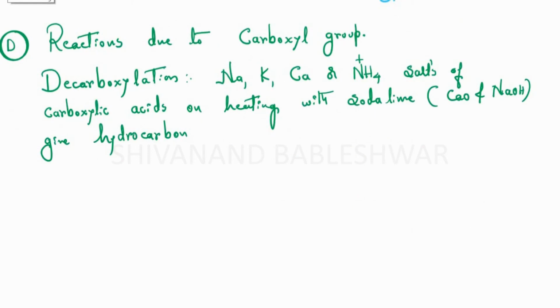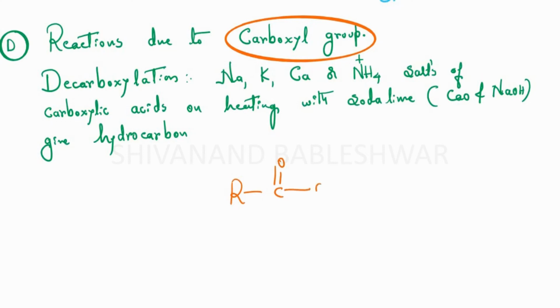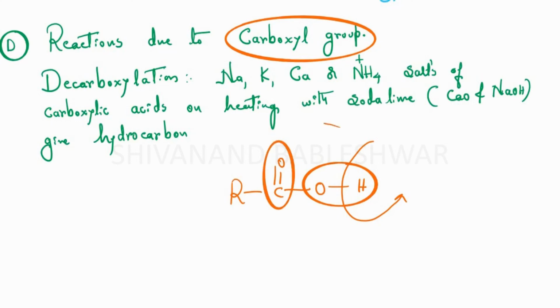Now it is part D here, okay? That is reactions due to the carboxylic group as a whole. I'll write it here so that it will be much easier for you. C double bond O, then followed by OH. We have learned first with respect to only hydrogen, second with respect to OH, third with respect to C double bond O, that is reduction, and now we are going to learn the whole part, that is C double bond O OH. Is it clear, students?